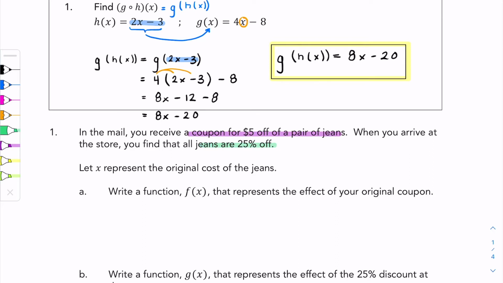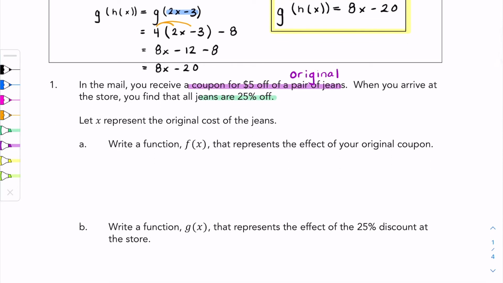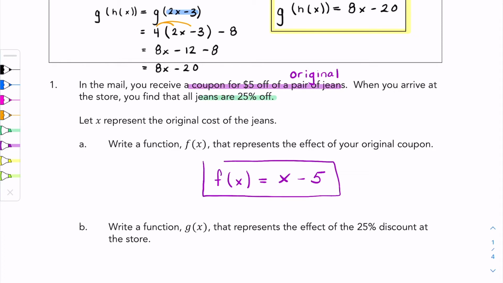Part A says to write a function f of x that represents the effect of your original coupon. The original coupon is the one you got in the mail, so that would be a coupon for $5 off a pair of jeans. I'll do this one in purple. If x represents the cost of jeans, it would be the cost of jeans minus $5. Something as simple as that. This right here is your f of x function.